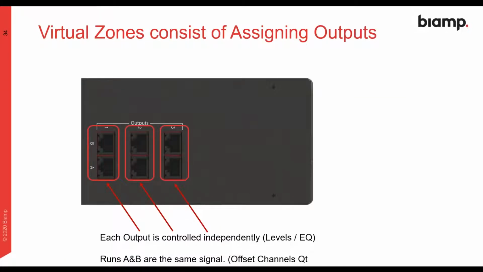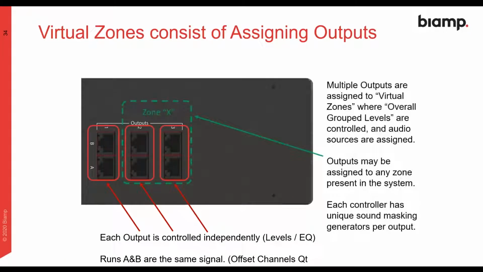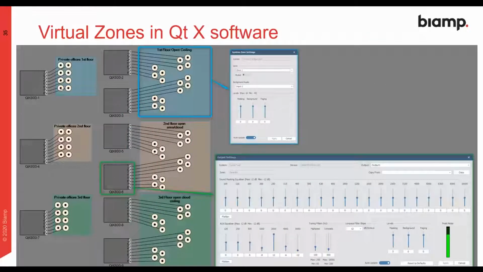So this is the way the outputs would show. My multiple outputs can be assigned in a zone and then grouped together to function as a team. This is how I would look at virtual zones in the QTX software. As I'm defining a zone, I've got a full system zone setting that has my master volume, my selection of background audio, and whether or not I want masking on or off in that zone. And then I've got an overall master level for masking versus background music versus a paging source.